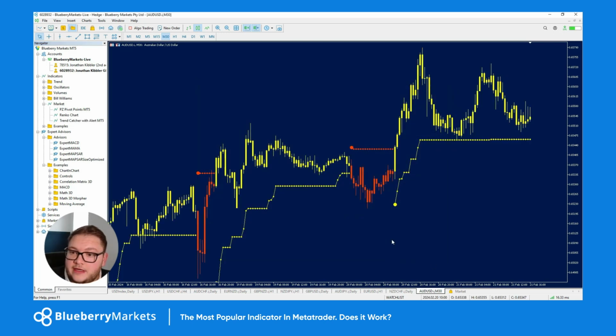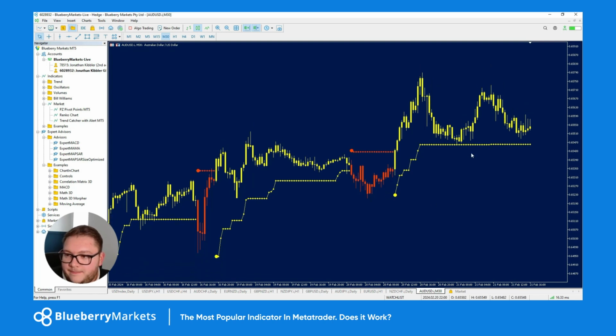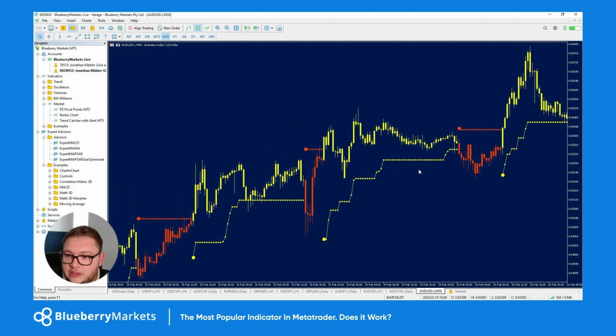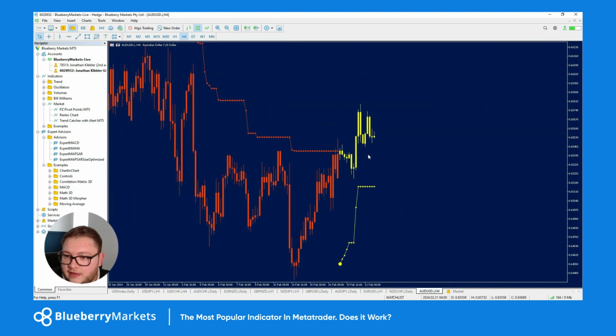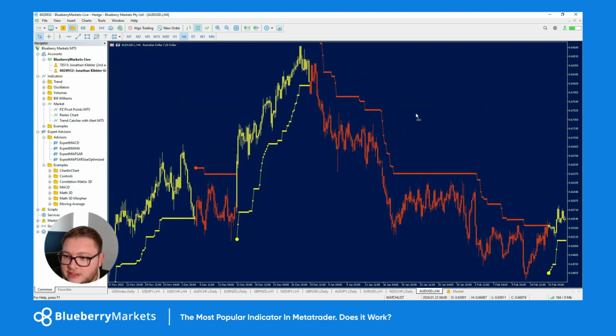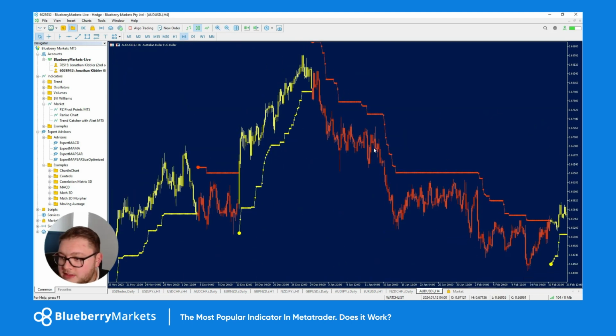Let's see what happens. Wow. Okay, so ultimately what we're looking for is buys when it's yellow, sells when it's red. Now, the last time I got involved with Aussie US dollar was on a bit of a downward cycle here. So let's go to the 4-hour time frame. Okay, so it actually changes things on a 4-hour as well.